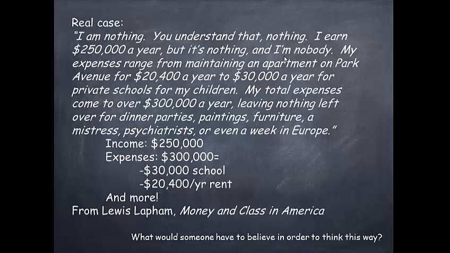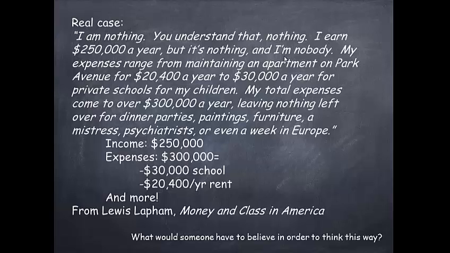So we'll start with real cases. Think about this real statement from a real individual. He says, I am nothing. You understand that? Nothing. I earn $250,000 a year, but it's nothing, and I'm nobody. My expenses range from maintaining an apartment on Park Avenue for $20,400 a year to $30,000 a year for private schools for my children. My total expenses come to over $300,000 a year, leaving nothing left over for dinner parties, paintings, furniture, a mistress, psychiatrists, or even a week in Europe.